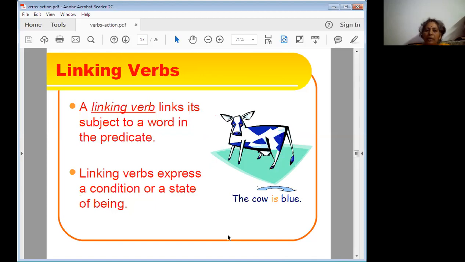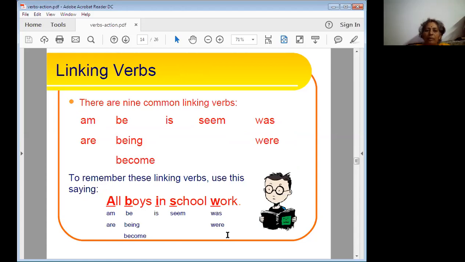Next, linking verbs. A linking verb links a subject to a word in the predicate. Linking verbs express a condition or a state of being. Here, the cow is blue. The state. Linking verbs.